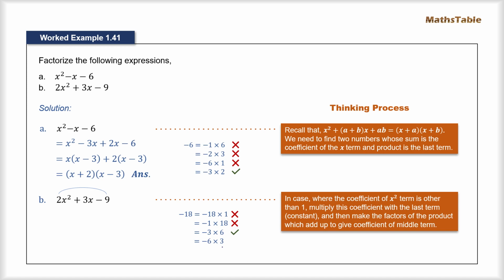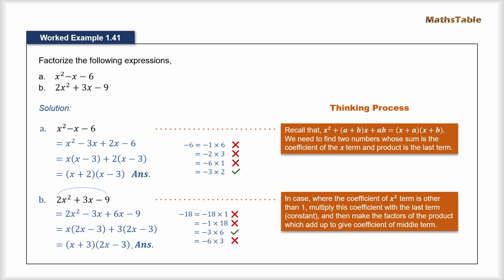And in the last combination, minus 6 plus 3 gives us minus 3. So this is rejected as well. Now we'll break this plus 3x into minus 3x plus 6x. Then we'll apply the same method of factorization by grouping in this expression, and hence we'll obtain the final simplified factorized form of this expression, x plus 3 times 2x minus 3.